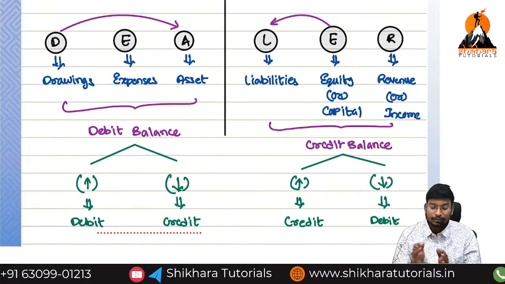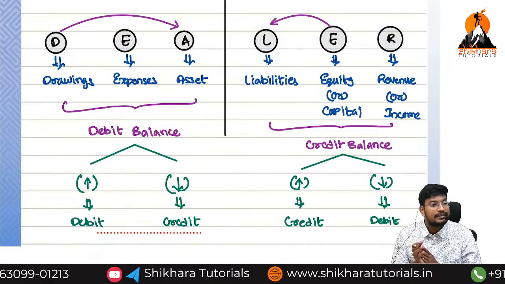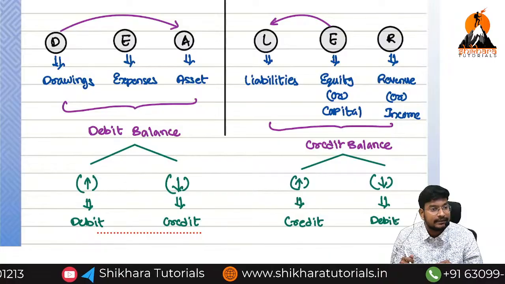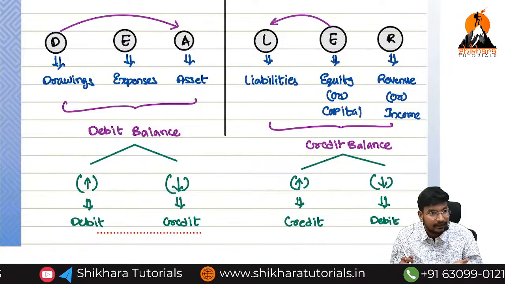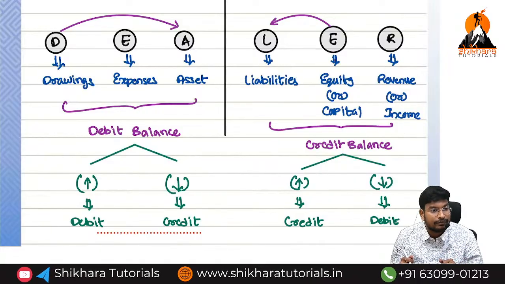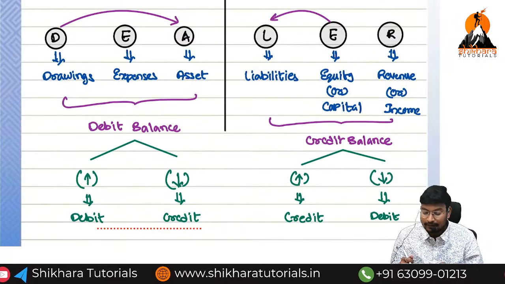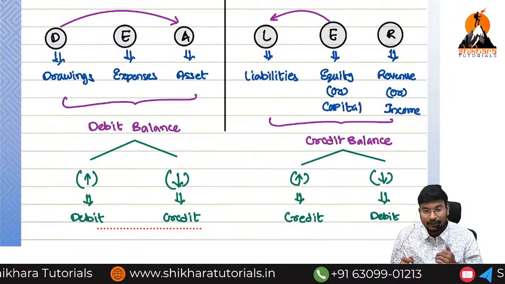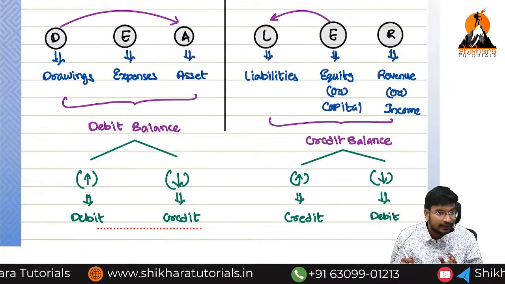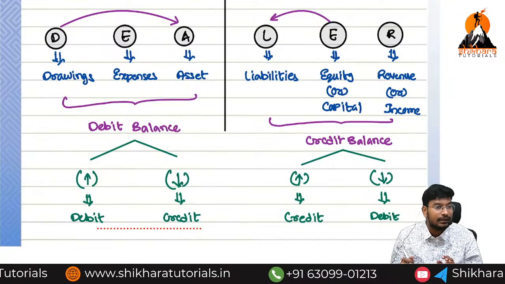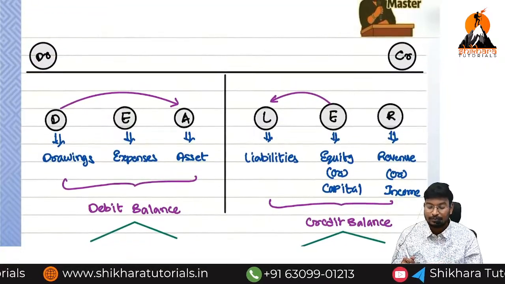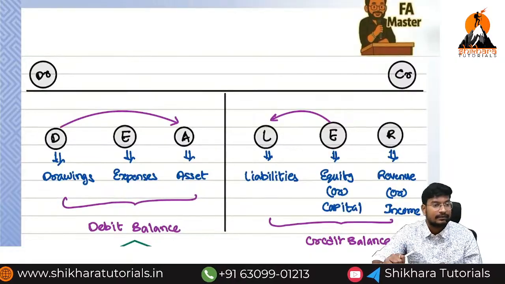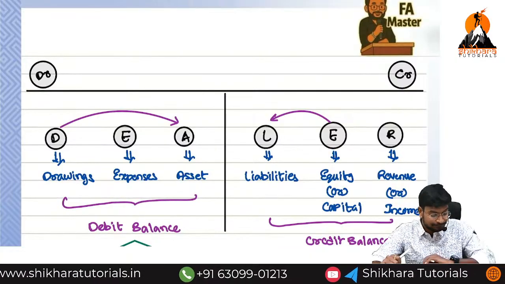So what is the modern approach saying? Expenses and assets will have the debit balance. If the debit balance increases, we debit. If the debit balance decreases, we credit. Liabilities and incomes have which balance? Credit balance. If the credit balance increases, we will credit. If the credit balance decreases, we will debit. So this is which approach? Modern approach.